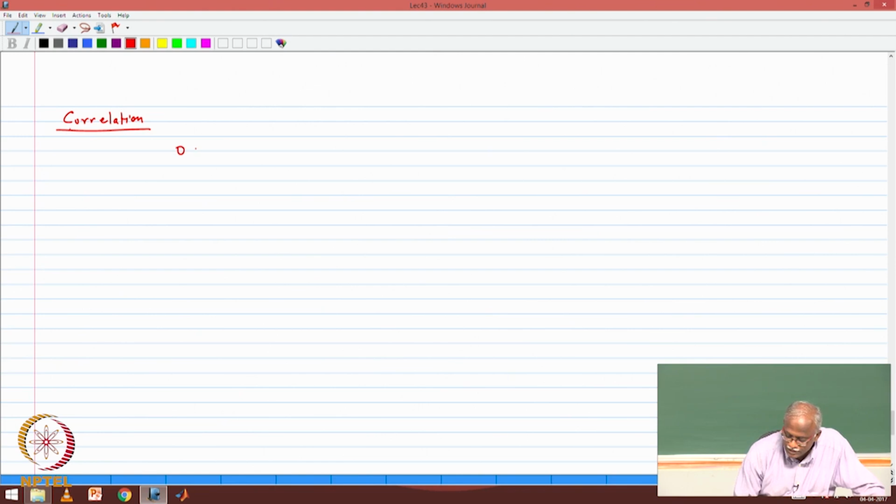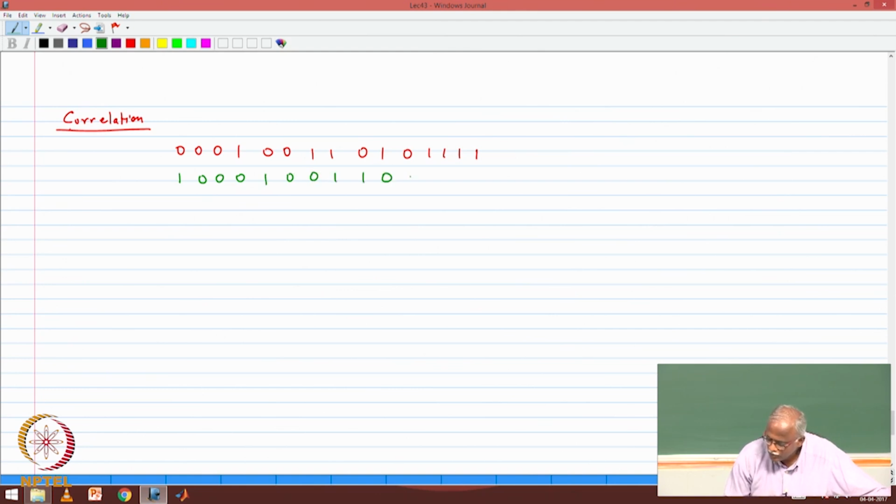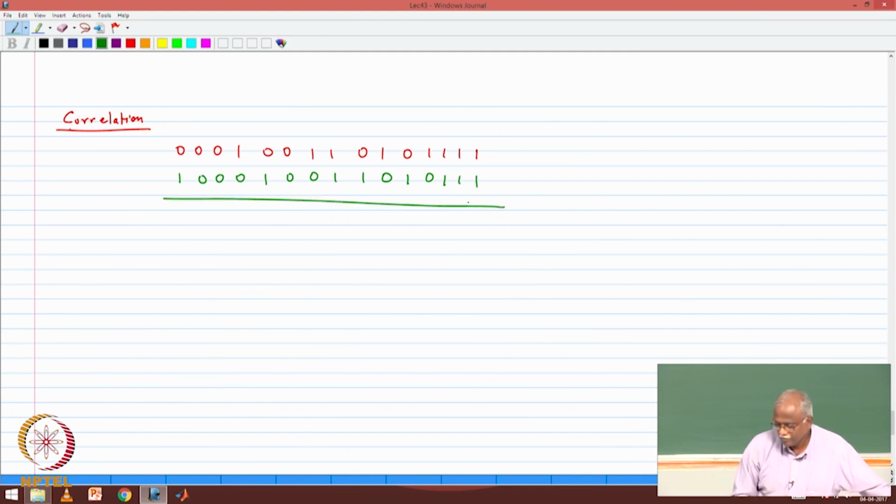So the basic sequence is 0, 0, 0, 1, 0, 0, 1, 1, 0, 1, 0, 1, 1, 1. Did I get that correct? One more 1 is there. Okay. So now do a circular shift. So the 1 comes to this side, then it comes 0, 0, 0, 1, 0, 0, 1, 1, 0, 1, 0, 1, 1, 1.